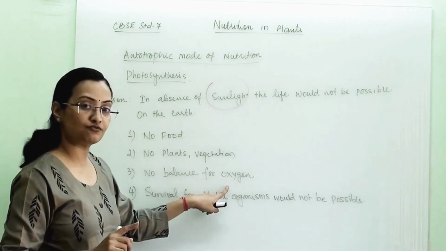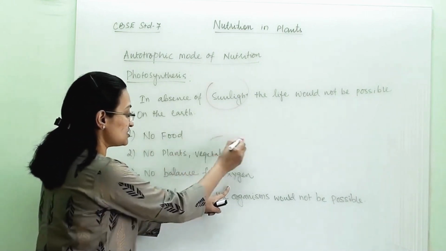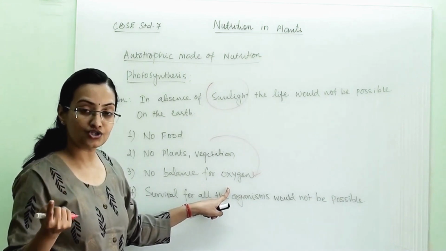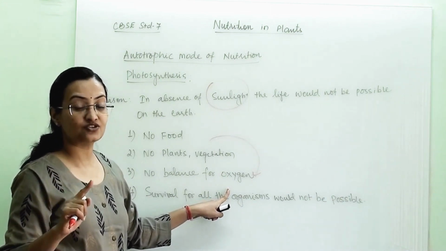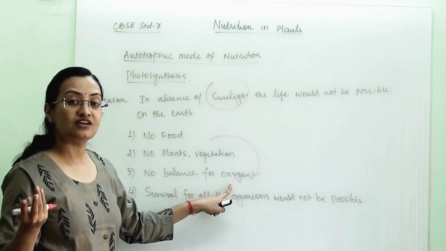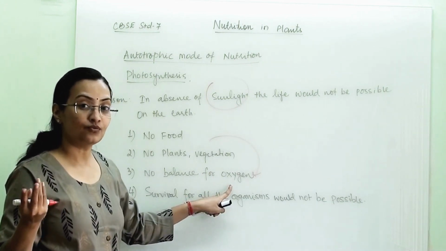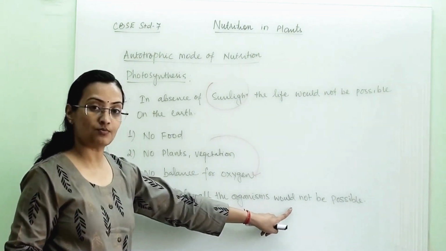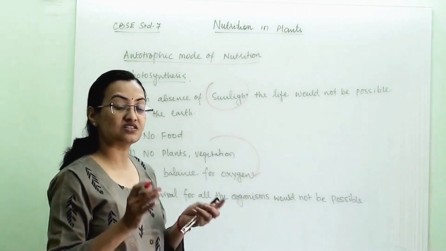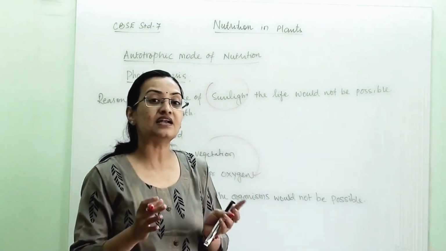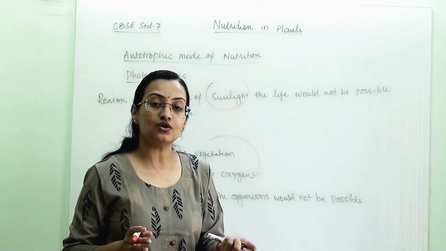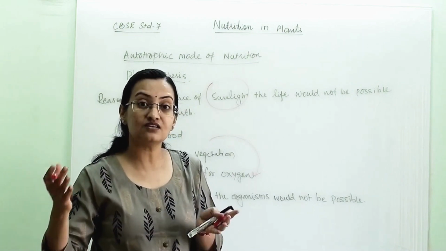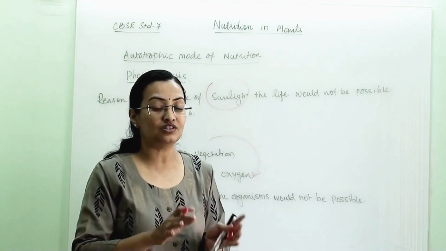There will be no balance for oxygen. Via the photosynthesis process, this balance is maintained in nature, as plants give out oxygen and take in carbon dioxide. If there is no balance for oxygen, then we cannot survive on the earth. Survival for all organisms would not be possible because all organisms, directly or indirectly, depend upon plants. As I have shown you earlier, plants are eaten by the deer, deer are eaten by the tiger, so tigers are indirectly depending upon the plants.